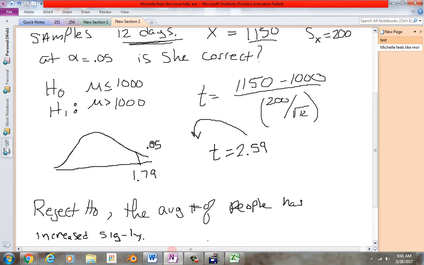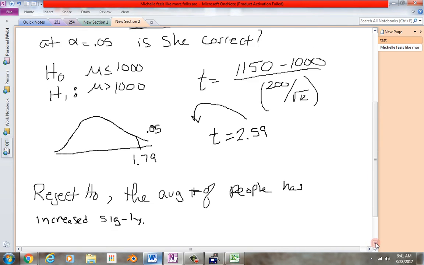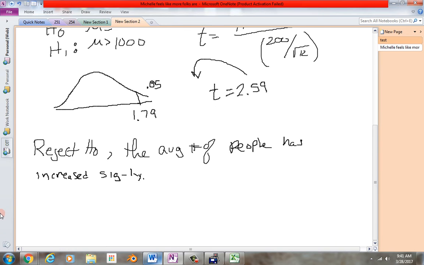Okay? Now, if you want to throw some blurb in there about Michelle was correct, more power to you. That's totally fine. You can put that in there: reject H-naught, Michelle is correct in saying that the amount of people that show up at Saturday market has increased significantly. Any of those things are fine. But I'm looking for reject H-naught and has increased significantly. Those are the things I'm looking for when I grade this.